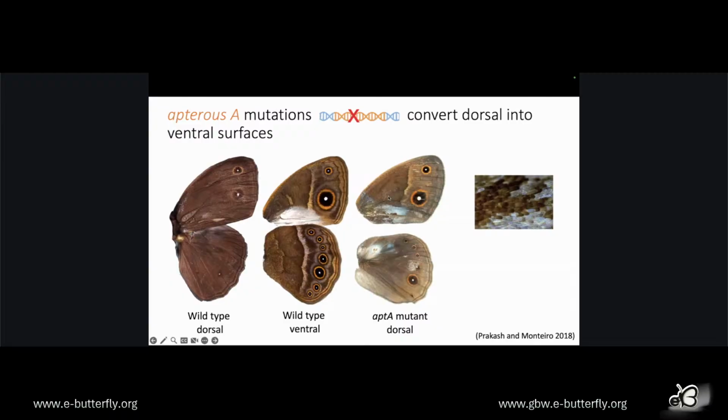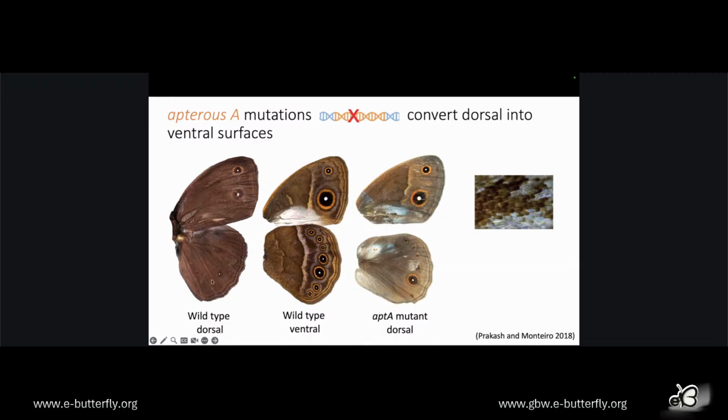program. And Apterus A is this extra gene that is on top of that generic program that modifies it and allows the dorsal surface to be free of the generic silver program of scale development here. It prevents it from taking place. So when you remove the Apterus A protein, this generic silver program appears, and you have silver scales developing.